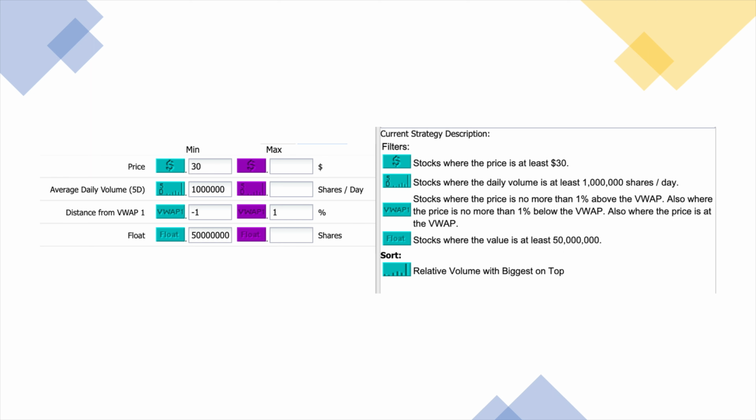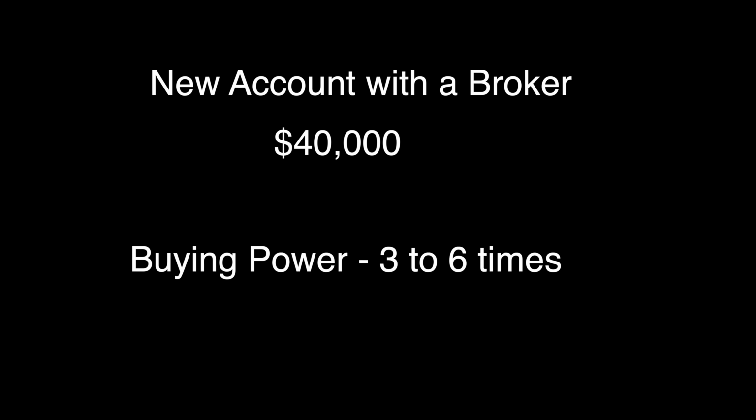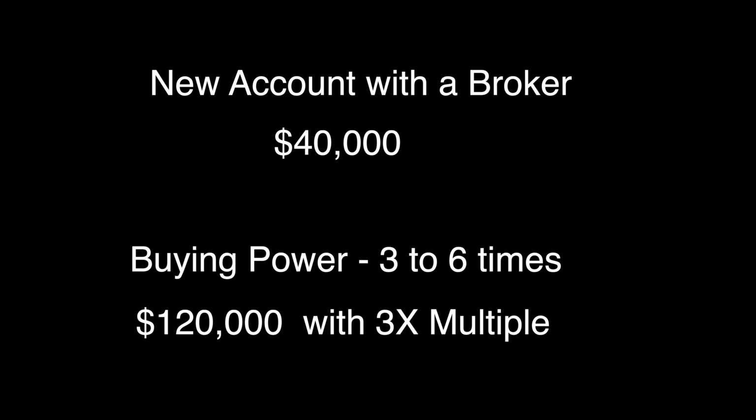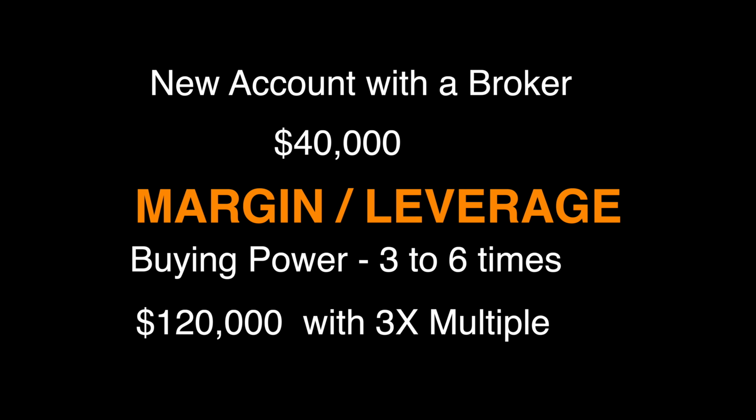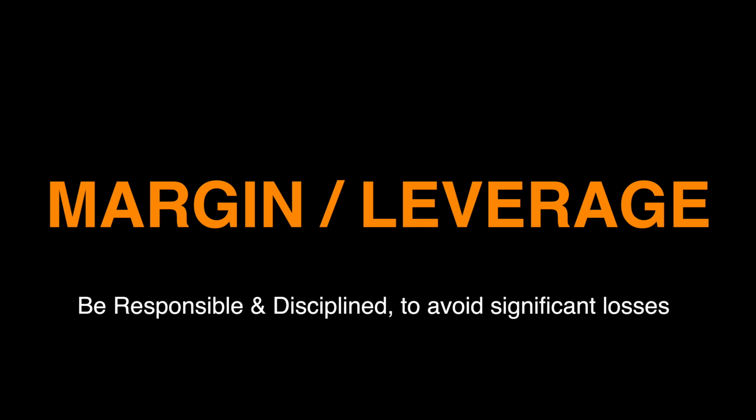There is one other thing that I would like to leave you with before we move to the next chapter. When you open an account with a broker and deposit, say $40,000, your buying power will be a multiple of that. Usually, it's in the range of 3 to 6 times. So, even though you only have $40,000 in the account, you can use up to $120,000 for trading. This is assuming a 3x multiple. This is called margin or leverage. While it gives you additional funds to play with, you must be responsible and disciplined. Negligent trading can lead to significant losses that the broker will deduct from your main account.